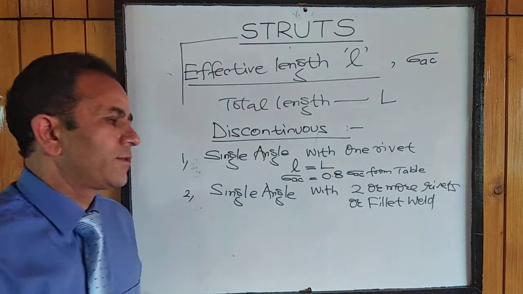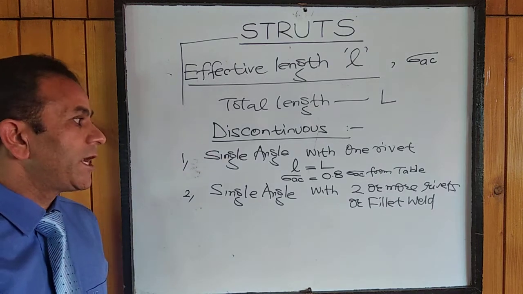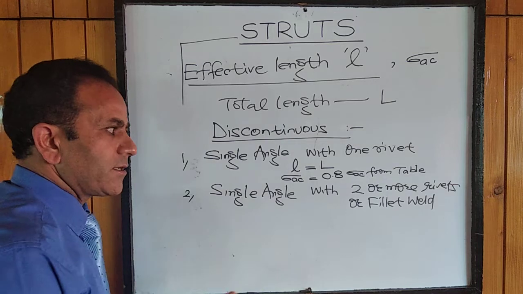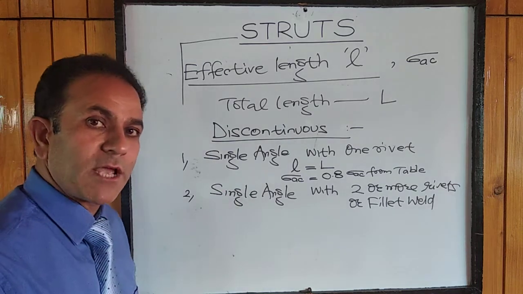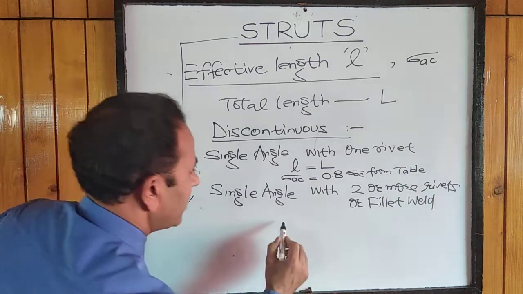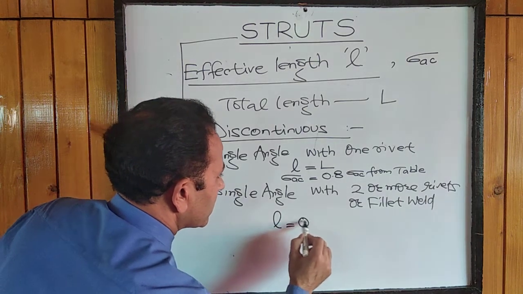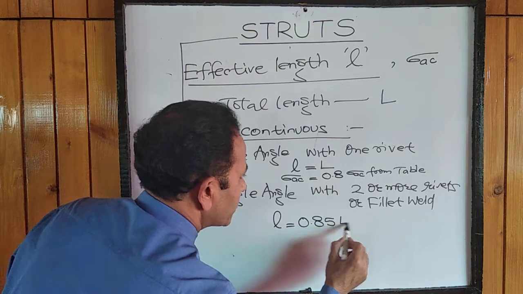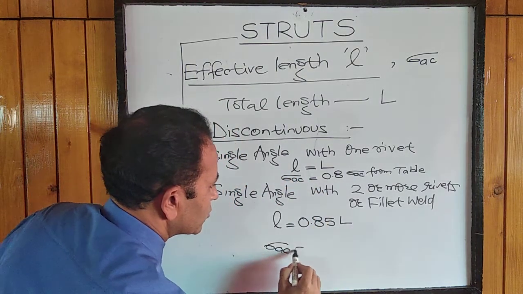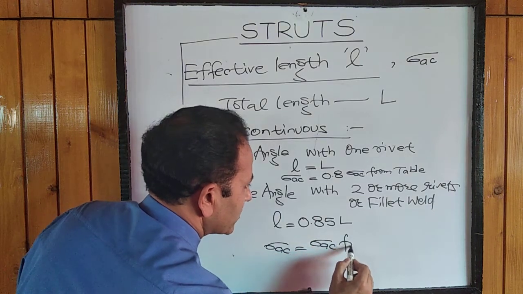Okay, so sigma AC is 80%, 0.8 times the value that we obtained from the table. If it is connected to the same member, a single angle section, but this time it is connected with more than two rivets or a fillet weld, then L is 0.85 times the center to center distance between the intersections, and sigma AC is to be taken as the full sigma AC from the table.